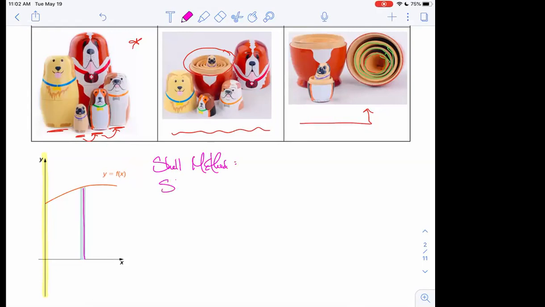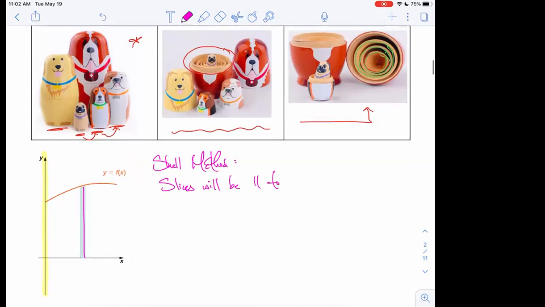your slices will be parallel to your axis of revolution, okay? And here's what the line that you draw represents. So this pink line here represents the height of a cylindrical shell. So it represents the height of the cylinder, or the height of that toilet paper tube, at that given place, okay?